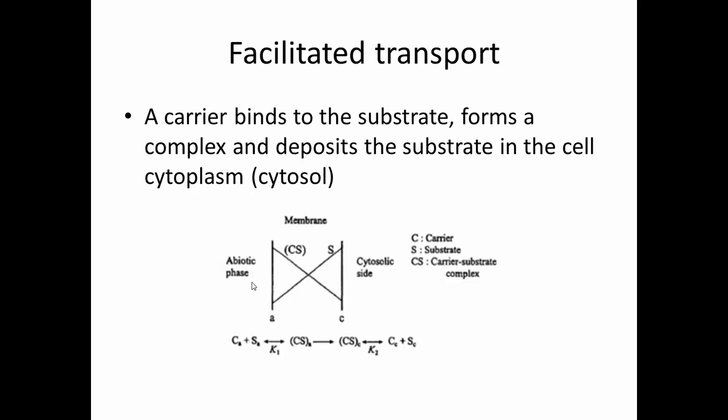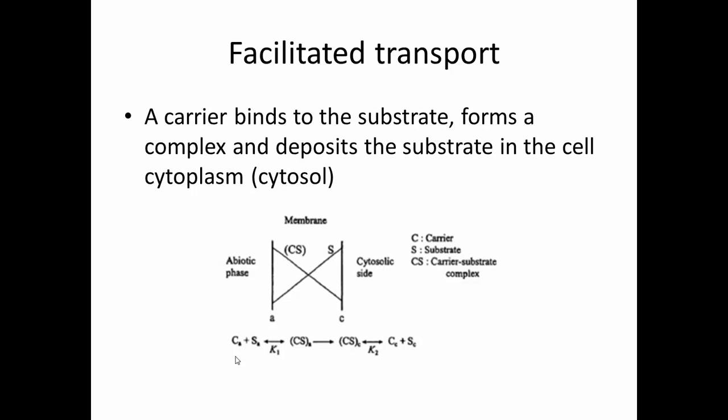Essentially the carrier, which is this dual triangle here, will bind the substrate in that abiotic phase, change conformation, and then begin to unbind as the substrate approaches the cytosolic side, and then the carrier is able to deposit the substrate in the cytoplasm of the cell.